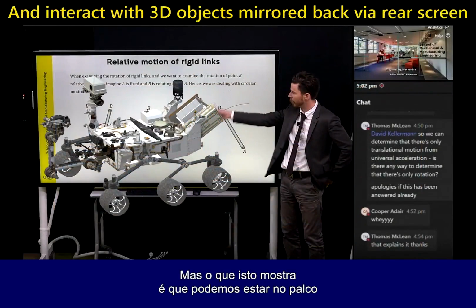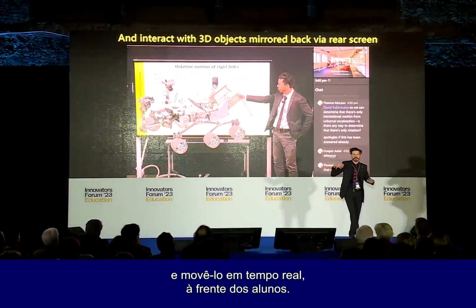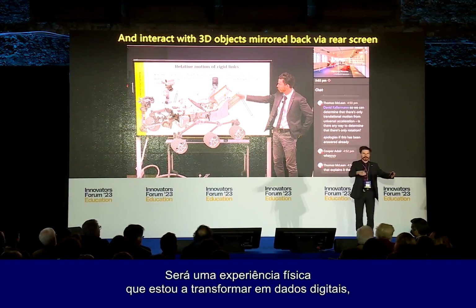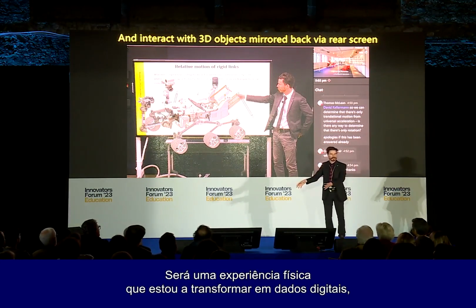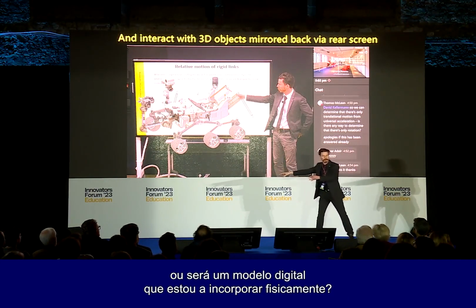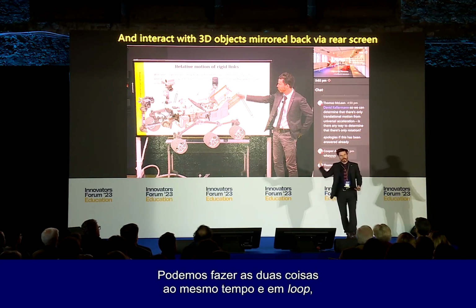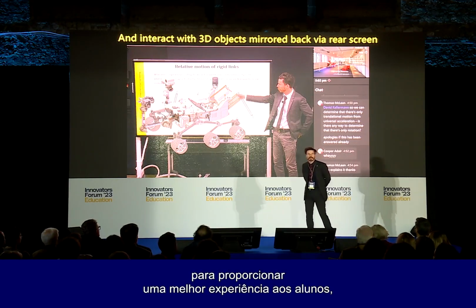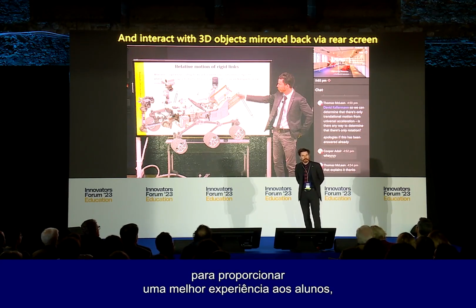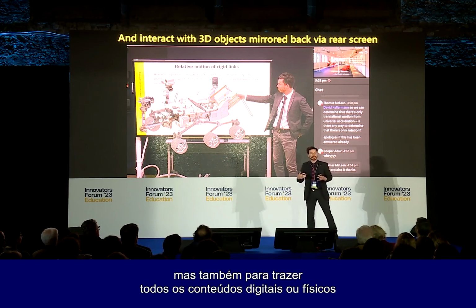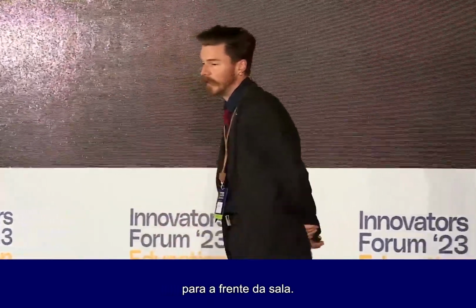But what we're actually able to do here is we're able to stand at the front of the stage, and we're able to bring digital objects into physical space, and I can actually push this object around, and I can move this object in real time at the front of the classroom. So is it a physical experiment that I'm turning into digital data, or is it a digital model that I am physically embodying at the front of the room? We can do both things at the same time, and we can do these things in a loop to enhance the experience of all of the learners, but also bring all of the content, be it digital or physical, into the front of the classroom.